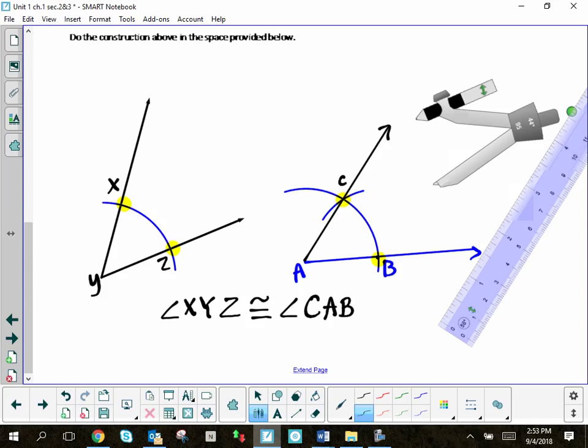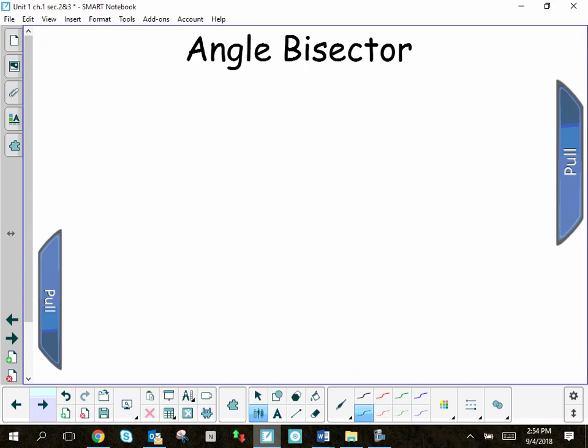How many arcs does it take? 1, 2, 3 arcs. 3 arcs minimum. Okay? That's copying an angle. Okay, so let's move on.